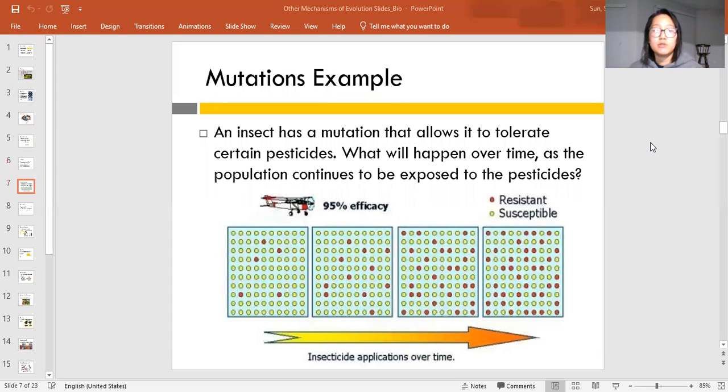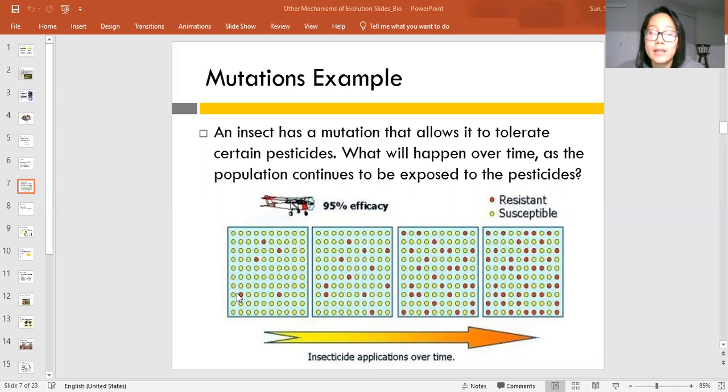So here we have a mutations example. So an insect has a mutation that allows it to tolerate certain pesticides. What will happen over time as the population continues to be exposed to the pesticides? Well, we already know that pesticide resistance is a thing, right? So inside of this population, originally we have this whole population of bugs. This is our gene pool of our insects.